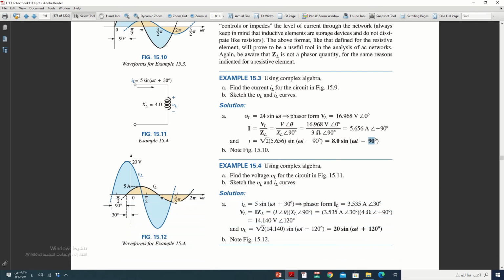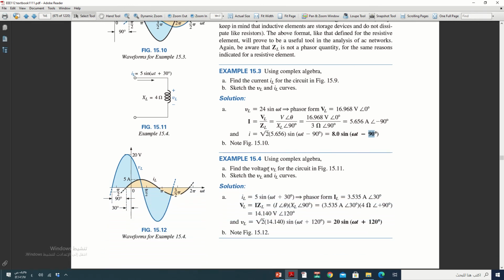This is another example, but here we need to find VL, and it gives you IL. See here, the current IL starts from minus 30, since it is plus 30, this means minus 30. See here the current starts from minus 30, the yellow one.